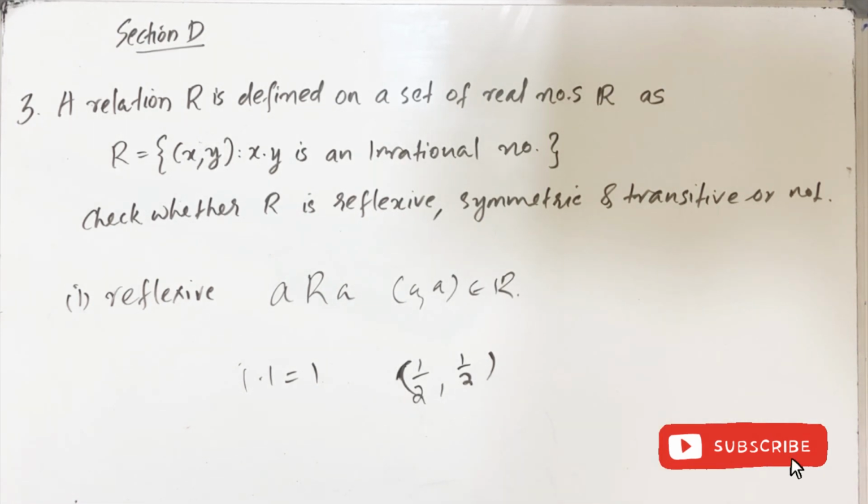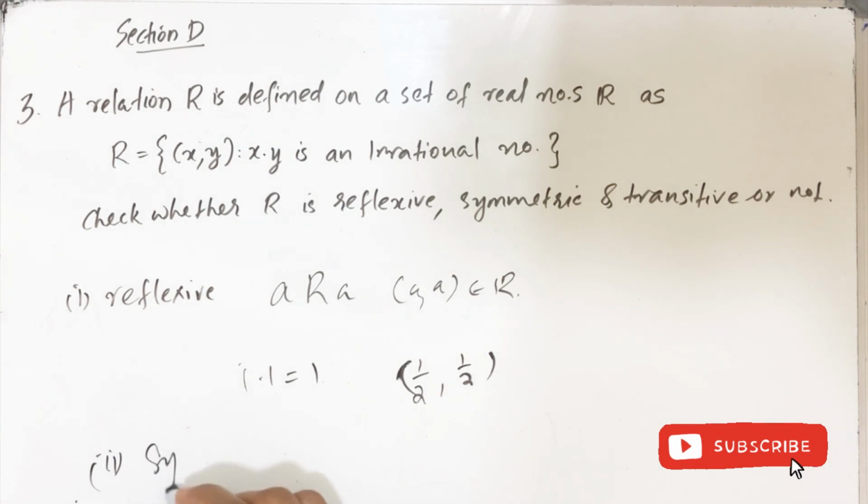So we can say each element of R is not related to itself. If I take some other rational number, then its product with itself will not be an irrational number. It will be a rational number. So it is not reflexive.